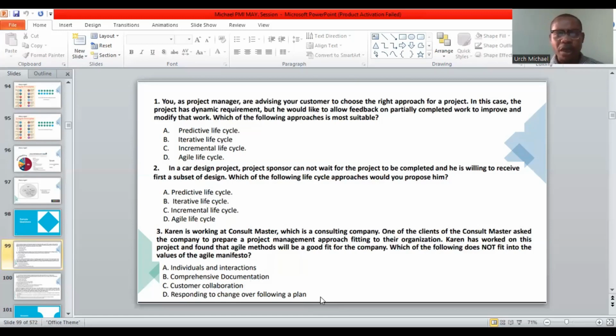Now, let's go back to the question again, but in your CAPM or PMP exam, you don't have the liberty of time. You have to make sure you have just about 1 hour 20 minutes or 1 hour 25 minutes to answer every question. Okay?